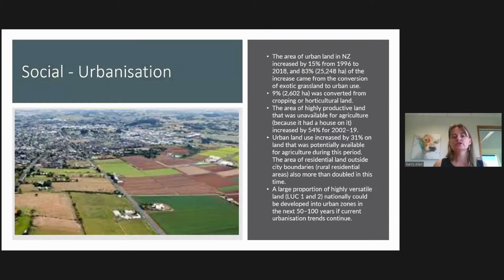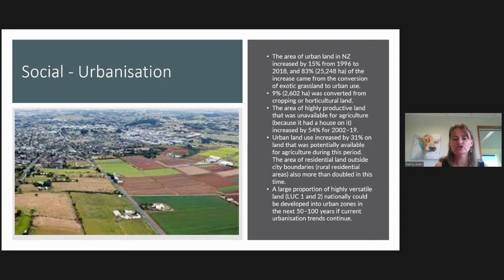And we also have the issue of urbanisation. So we have encroaching cities and towns taking some of our really good land. So we need to be mindful of that. Urban land increased by 15% over the last 20 years, and most of that is conversion from grassland into urban use, so put into housing. Some of that was good horticulture land, 9% of it, predominantly in the Auckland area.